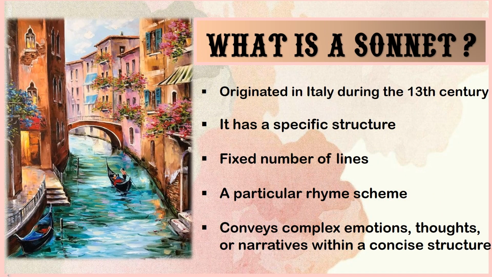You must be wondering, what is a sonnet? A sonnet is a poetic form. It is a form of a poem that actually originated in Italy during the 13th century. Now, why is this a unique poem and why does it have a unique name?